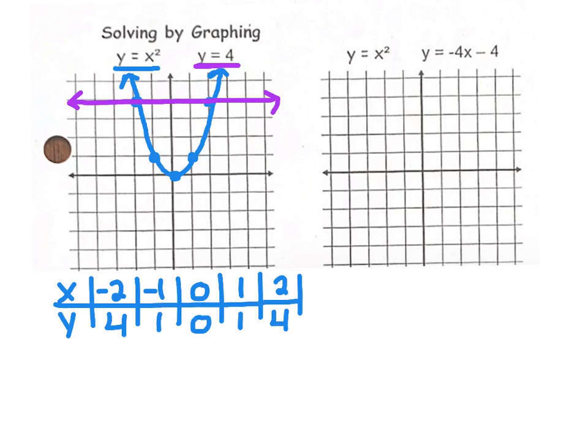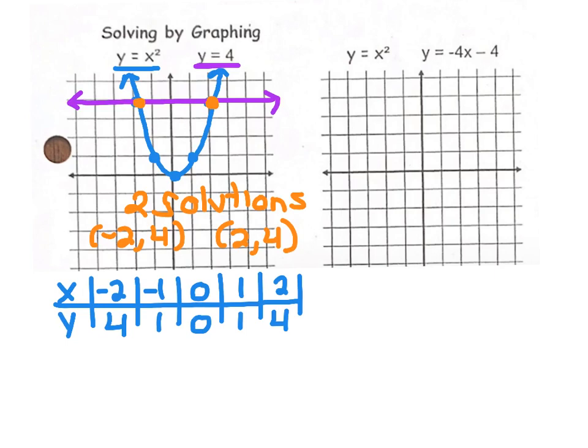So now as we take a look to get our solutions, we see that there are 2 points of intersection on the graph. Therefore this will have two solutions. Our first solution is at the ordered pair -2, 4. And our second solution is at +2, 4.